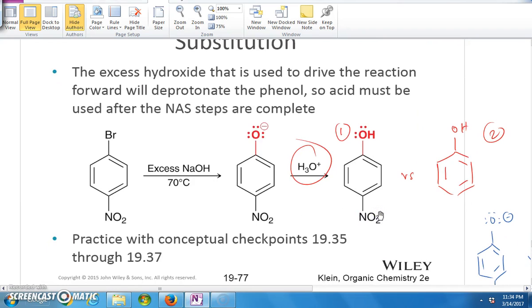Now the excess hydroxide that is used to drive the reaction forward will deprotonate the phenol. So acid must be used after the nucleophilic aromatic substitution steps are complete.